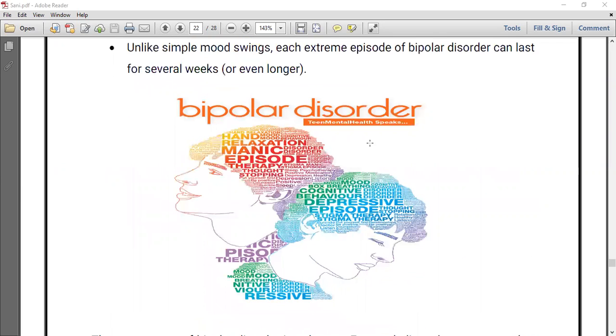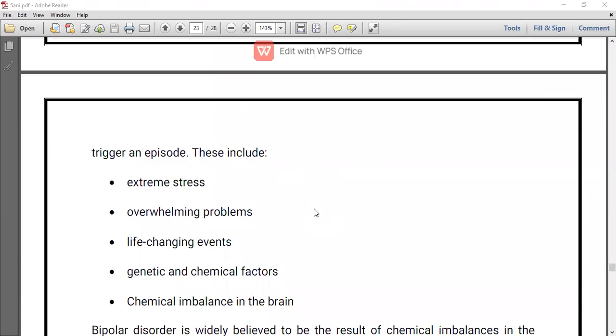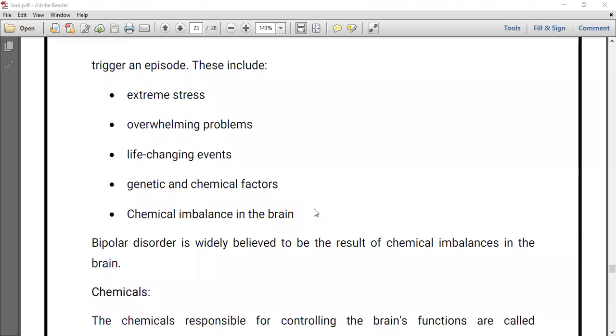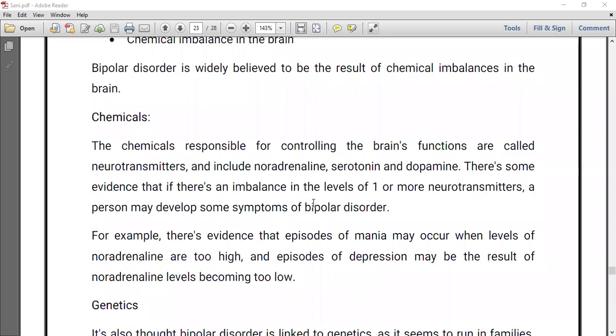These are the bipolar disorder symptoms, which affect our mania, depression, and anxiety. The causes include extreme stress, overwhelming problems, life-changing events, genetics, and chemical factors, a chemical imbalance in the brain. Bipolar disorder is widely believed to be the result of a chemical imbalance in the brain. The chemicals responsible for controlling brain function are called neurotransmitters and include noradrenaline, serotonin, and dopamine. There is some evidence that if there is an imbalance in the level of one or more neurotransmitters, a person may develop some symptoms of bipolar disorder.